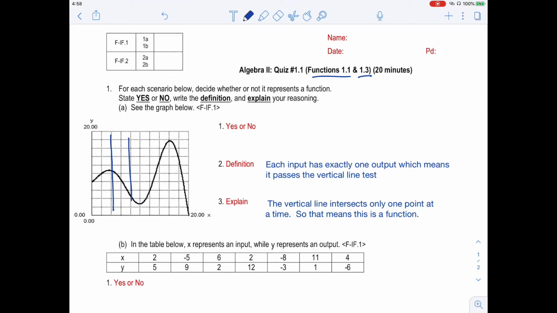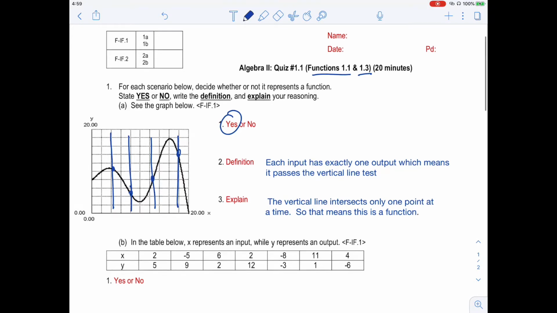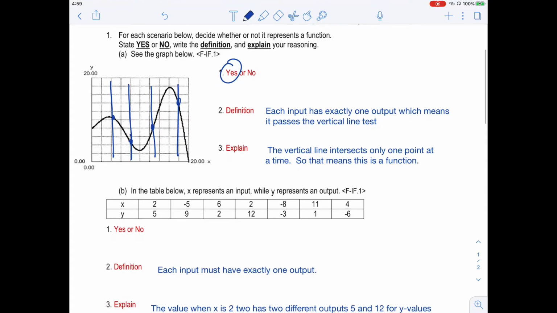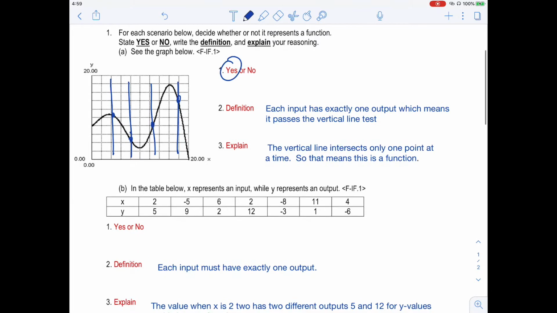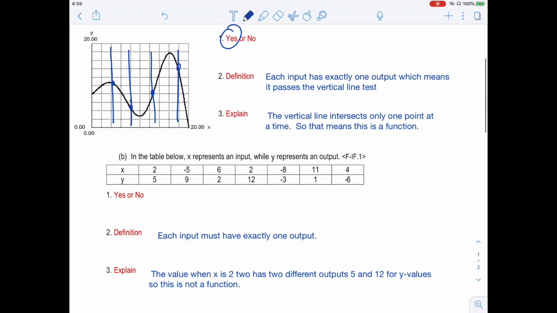Draw vertical lines. And they all intersect only at one point for every vertical line. So that is a function. So yes should be for number one. And your explanation can be a vertical line intersects only one point at a time. So that means this is a function. Now you may have different explanations, but something along those lines should be sufficient.